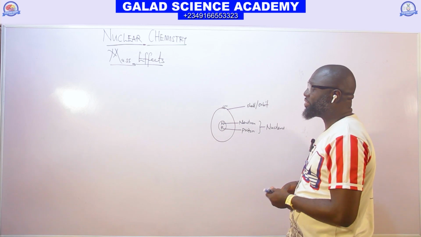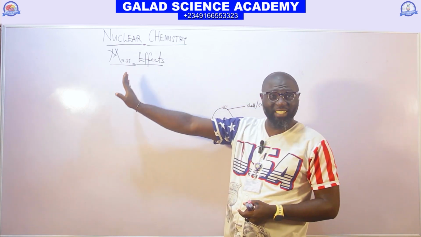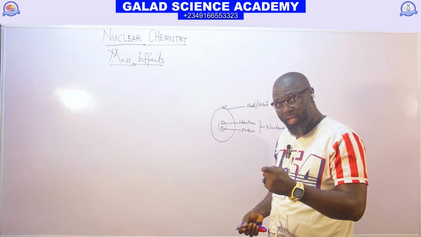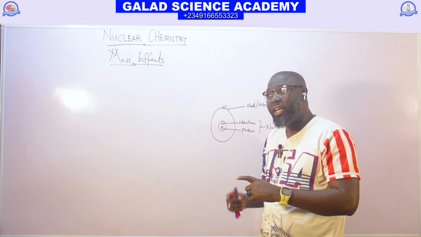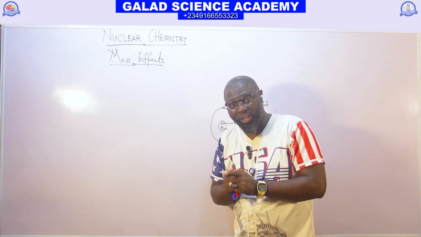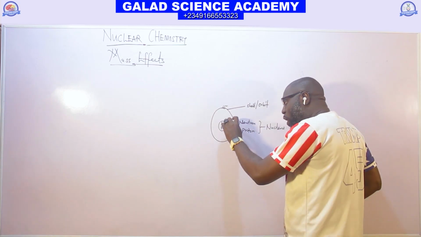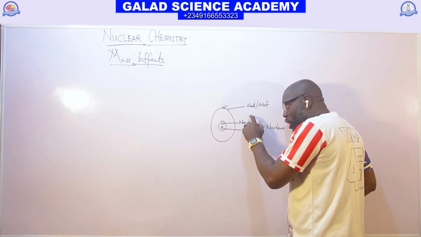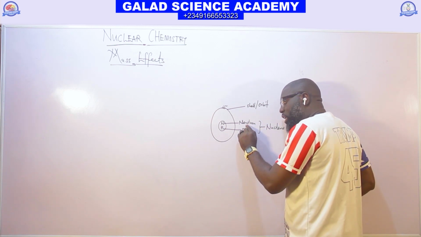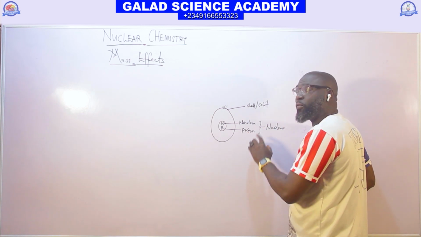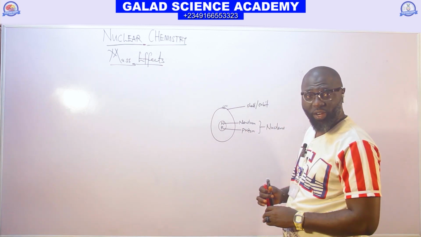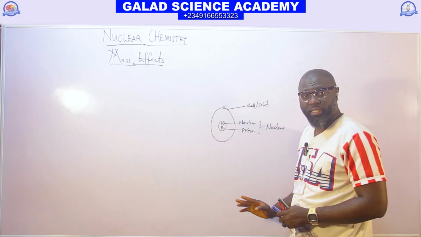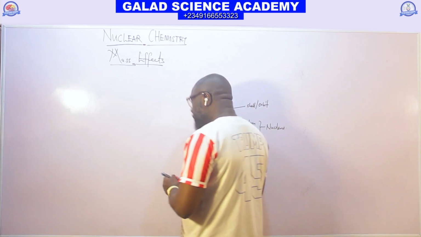So this mass defect is the slight difference between the mass of an atom and the sum of the masses of the neutrons and the protons of an atom. So that is what we call the mass defect.